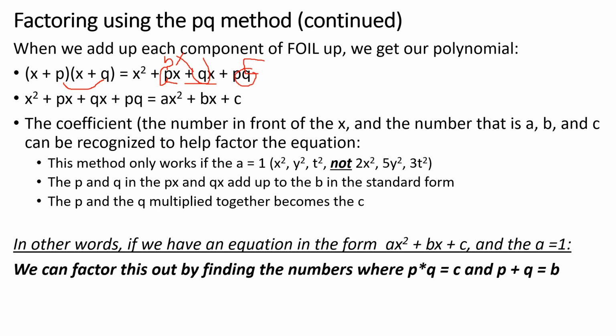Now, this only works where the a equals 1, like x squared plus 6x plus 9, x squared plus 5x plus 12. I can't do 2x squared plus 10x plus 15, or 3x squared plus 7x plus 10. It's got to be a single x squared. I'll show you another way to do that in a few minutes here, though.